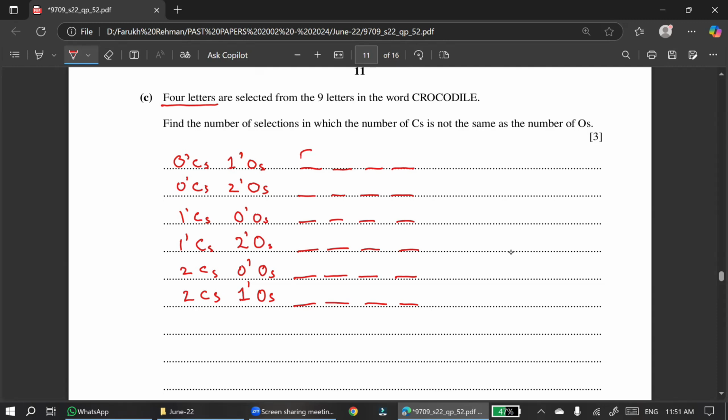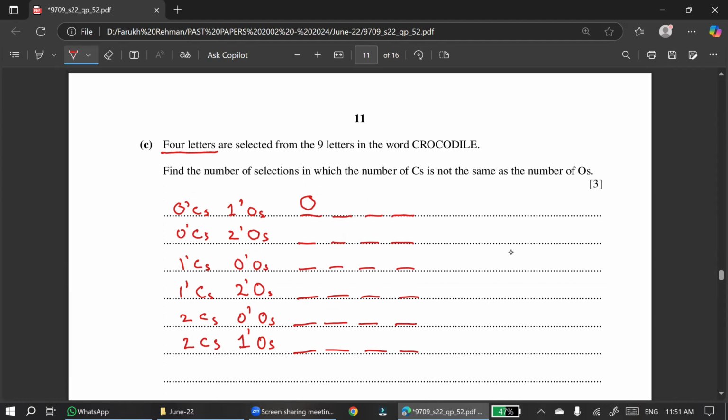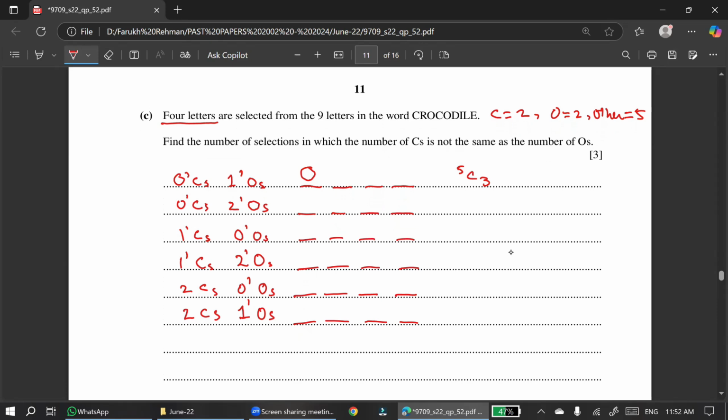Zero C's and 1 O. We have two C's, two O's, and the other are five. So in the first case, we will select three letters from the five others. 0 C and 2 O's: we will select two letters from the remaining five.